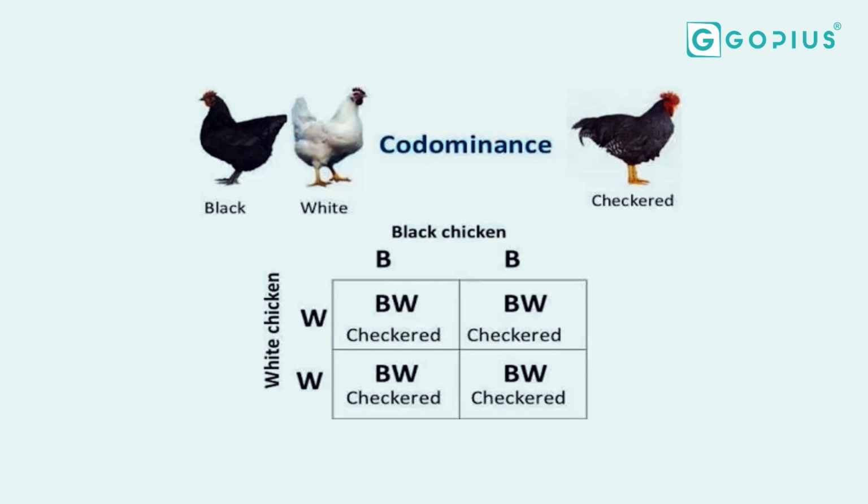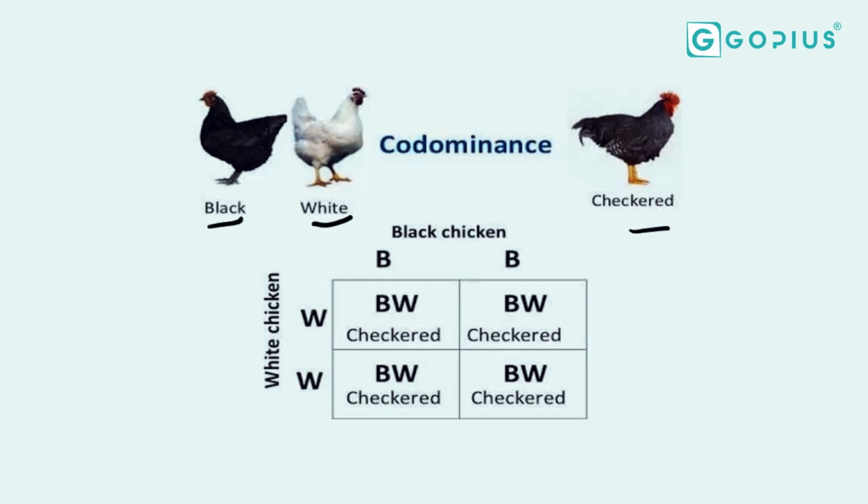Codominance was studied by certain scientists, and they say that in the case of codominance, two dominant genes express themselves together. No one is more dominant or masks the other. They express themselves at the same time, as in the case of the checkered chicken. As you can see in this diagram, this is a checkered chicken that has both colors, black and white. I'm sure many of you have seen such a chicken before.